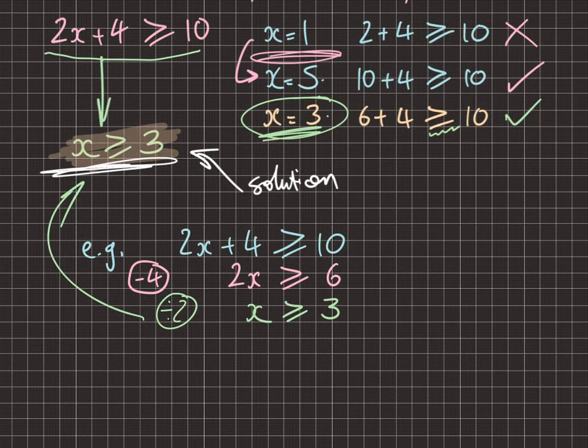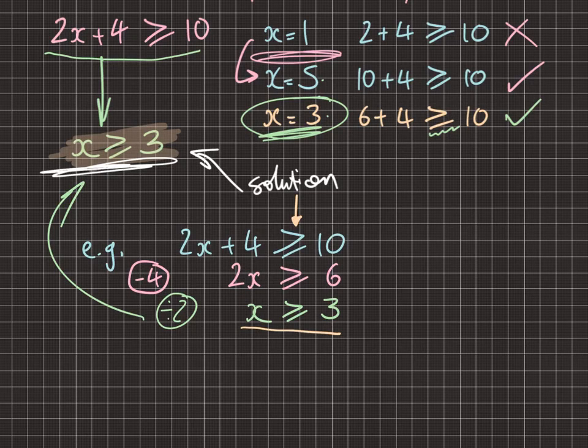So it is exactly the same as solving an equation. There's no difference at all. You don't need to rewrite this as an equation. You don't need to worry about that. All you need to do is make sure that this inequality sign does not change. Okay, so look at that. It is a greater than or equal to all the way down, and then we end up with a solution which is x greater than or equal to 3.